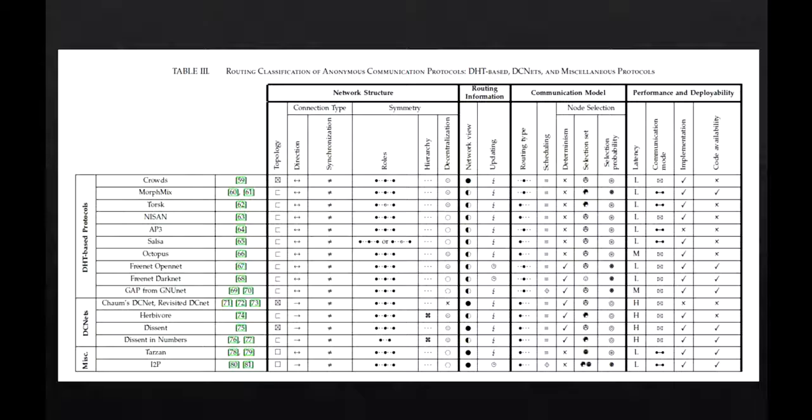upcoming slides. And the last one is miscellaneous protocols. The original version of Tarzan had a partially connected topology. Later versions were made fully connected. So you can see a square box, right? So that's fully connected. I2P has unidirectional connection, whereas Tarzan has bidirectional connection.